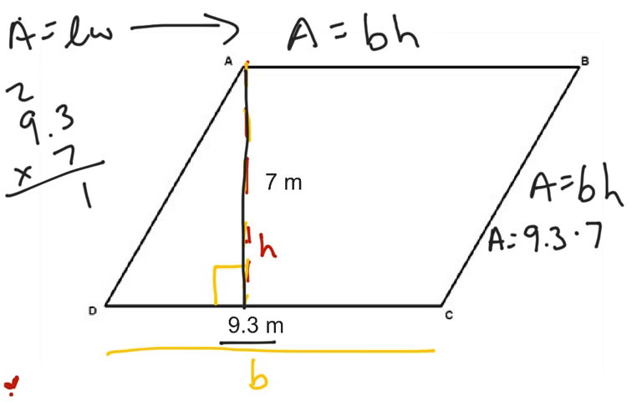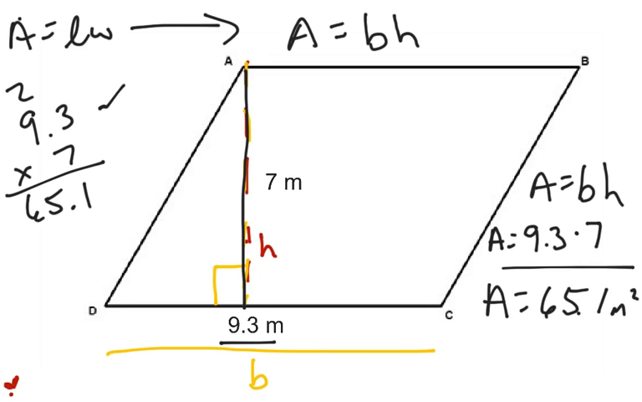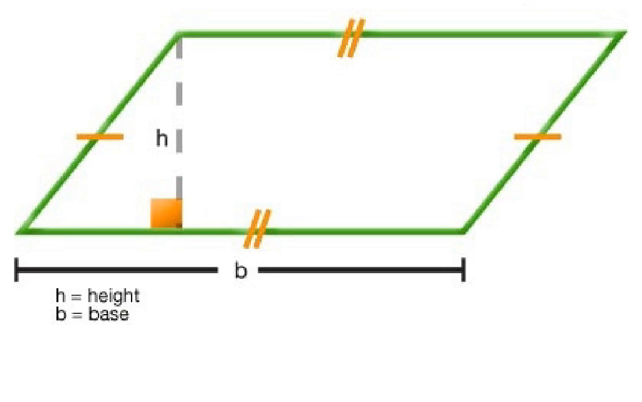And 7 times 3 is 21. 9 times 7 is 63, plus 2 is 65. We have one decimal place, so we're going to move the decimal once. So our area equals 65 1/10 meters squared. Now it's still square units when we're looking at the area of a parallelogram. Let's look at another example.